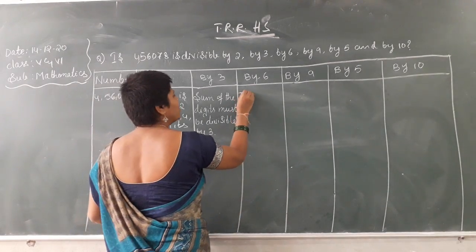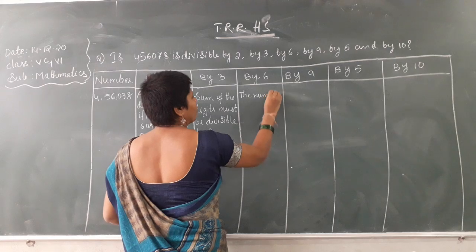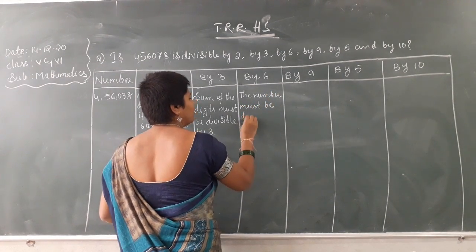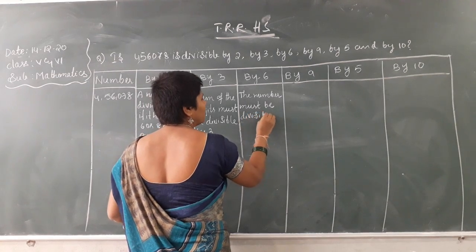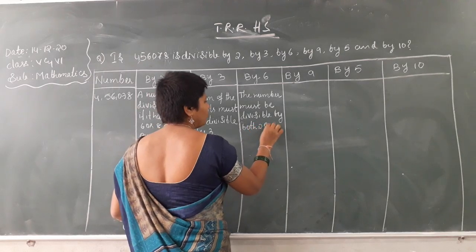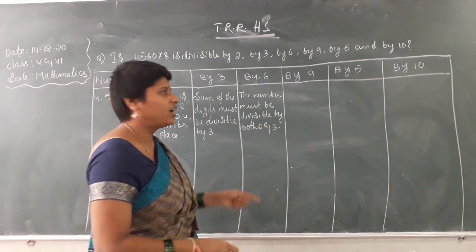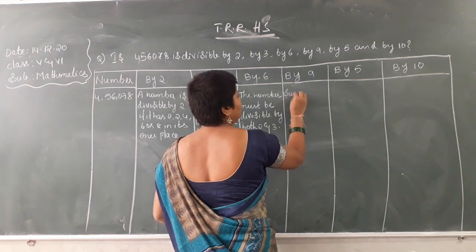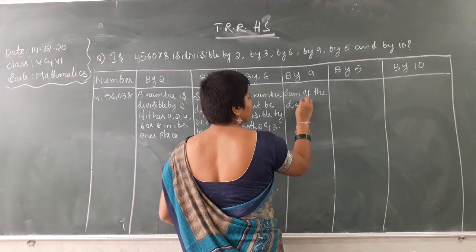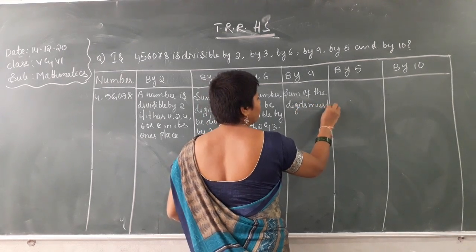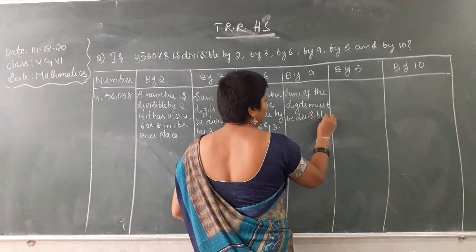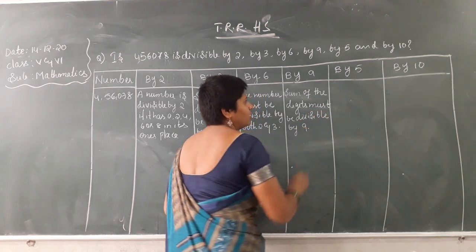Now what is the rule of 6? The number must be divisible by both 2 and 3. And for 9, it is the same idea: sum of the digits must be divisible by 9.